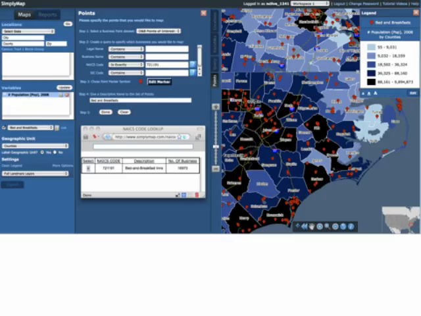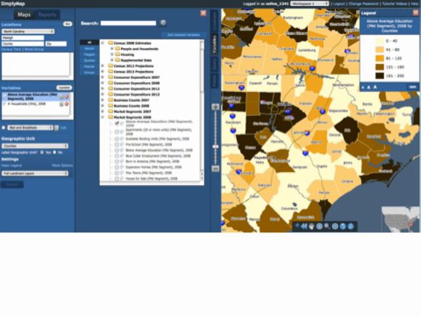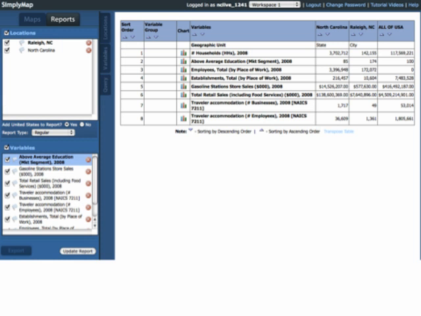Here's an example showing similar types of businesses in the North Carolina coastal region and where they're located. This example shows the location and concentrations of particular market segments at the county level. If you need actual numbers to work with, you can also make use of the Reports tab, which is seen here.